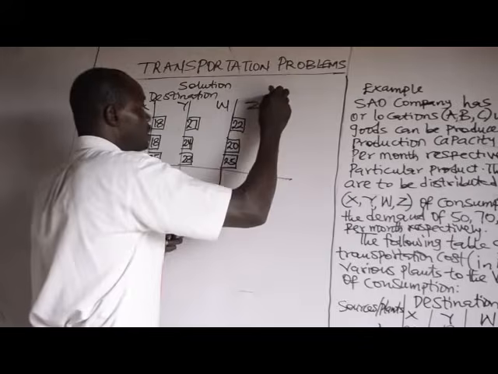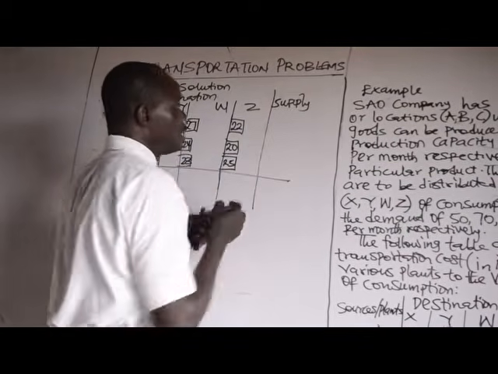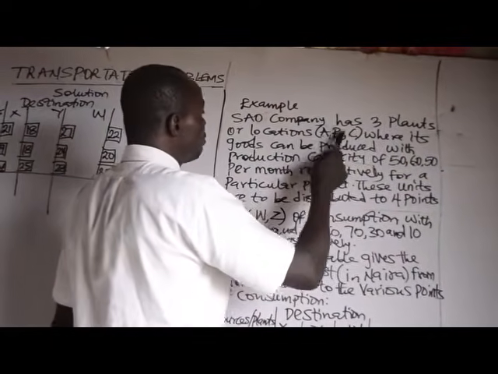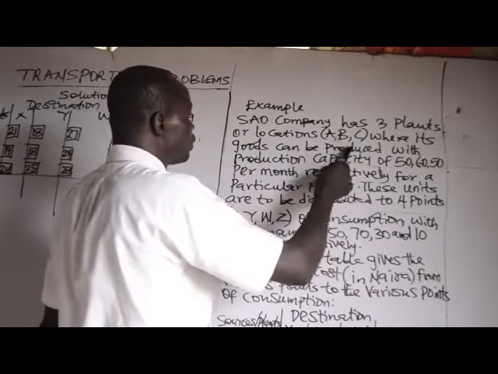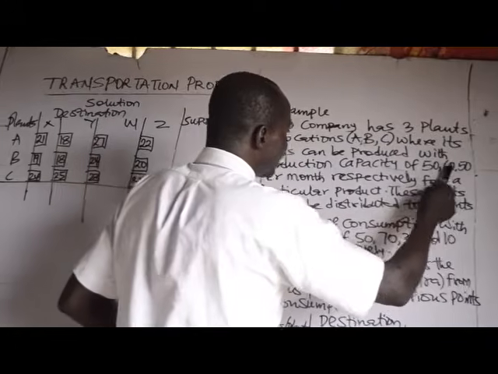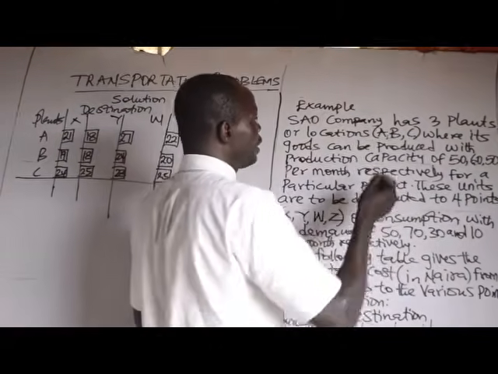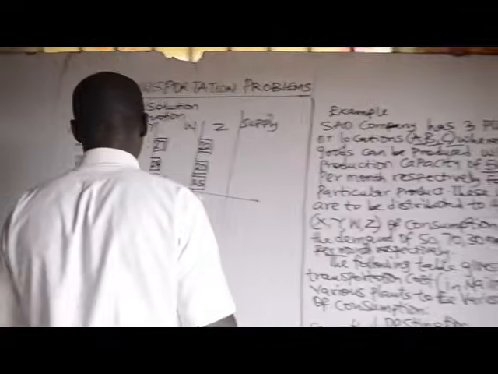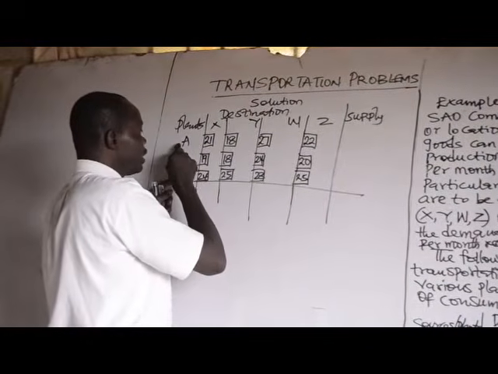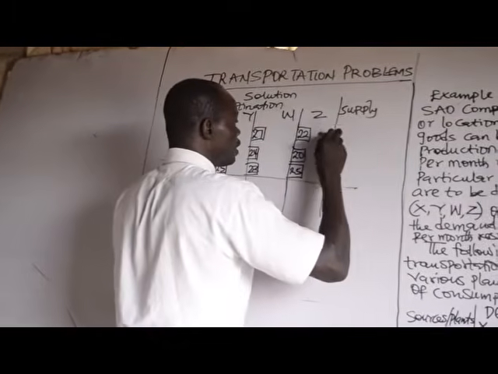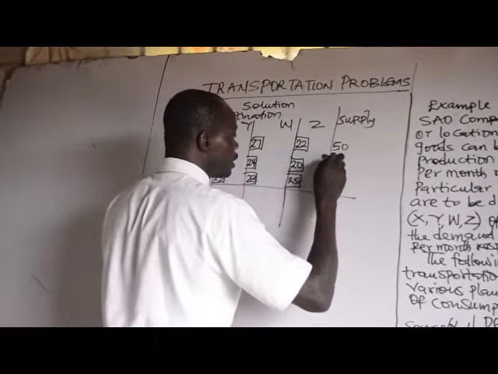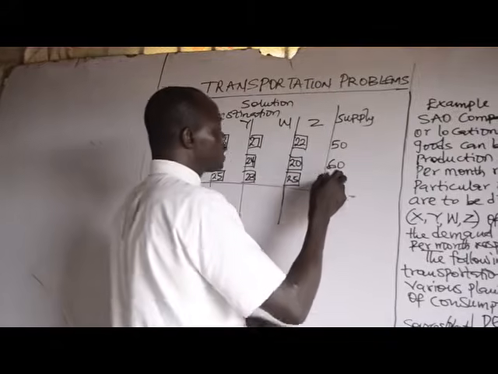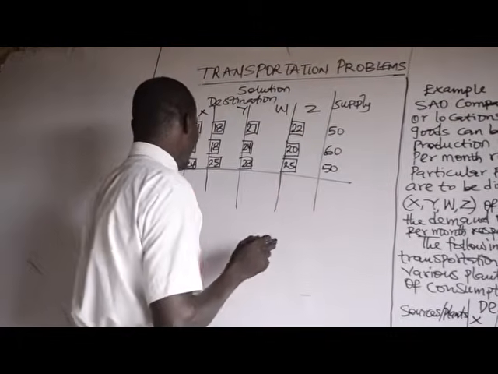Now, the supply. SAO company has 3 plants or locations A, B, C, with production capacity of 50, 60, and 50. Capacity is the supply. That means A is 50, B is 60, and C is 50. If you sum it up, 50 plus 60, that is 110. 110 plus 50, that is 160.